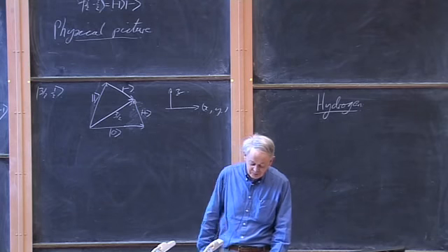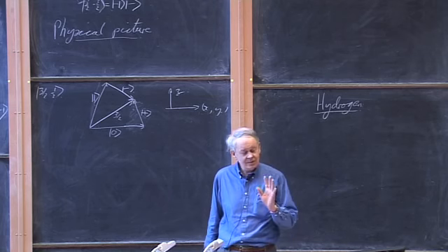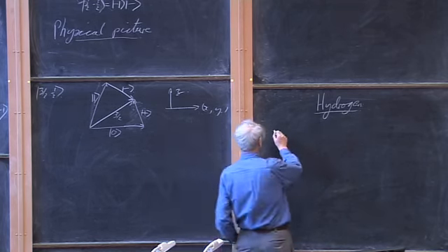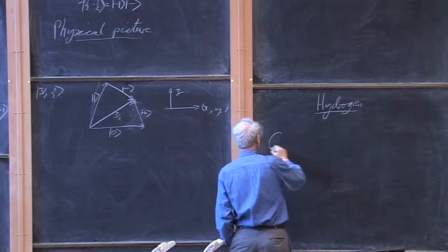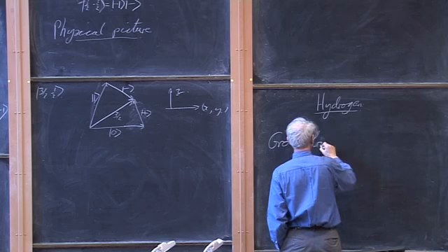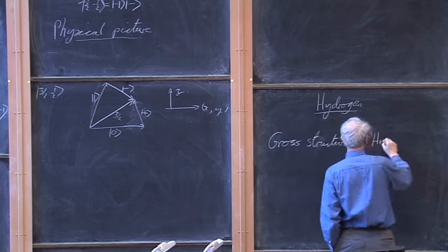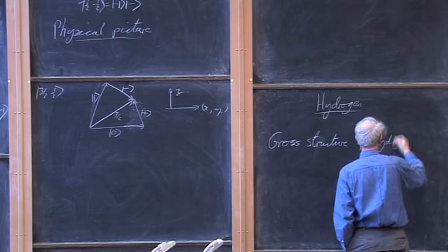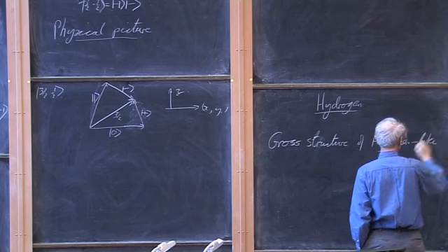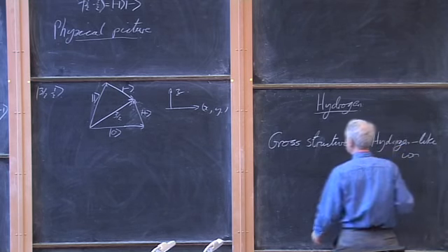It's a tremendously important atom, but we're also going to use it as a building block for understanding atoms in general. So we're going to talk about, what are we going to do? We're going to talk about the gross structure of a hydrogen-like ion. So what do I mean by this?